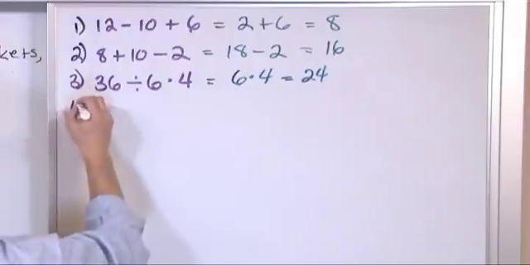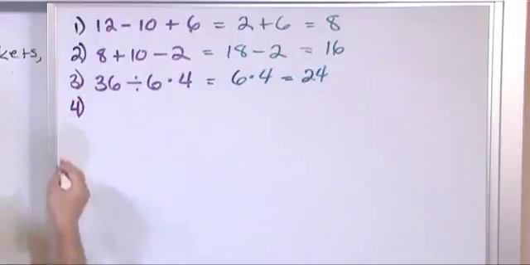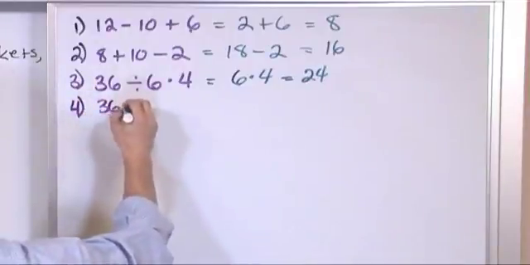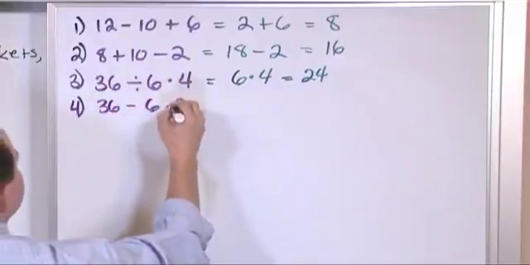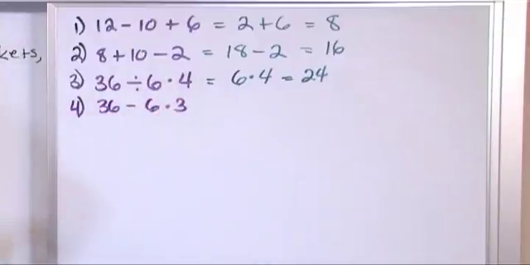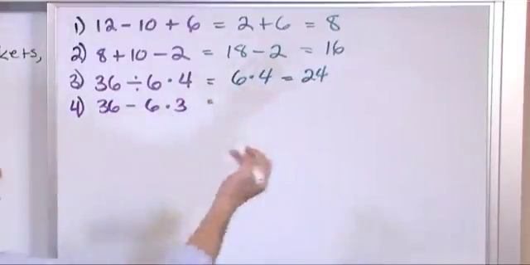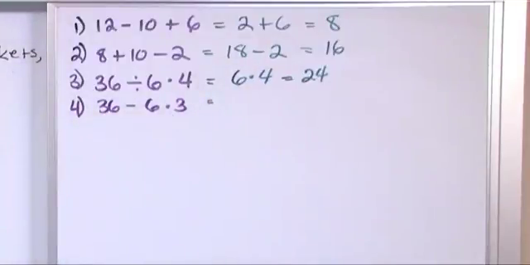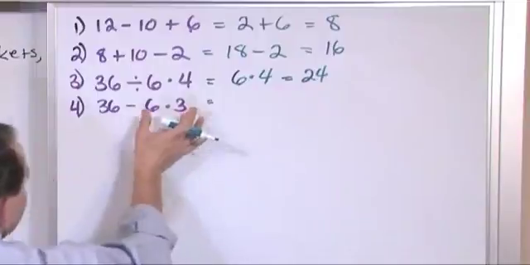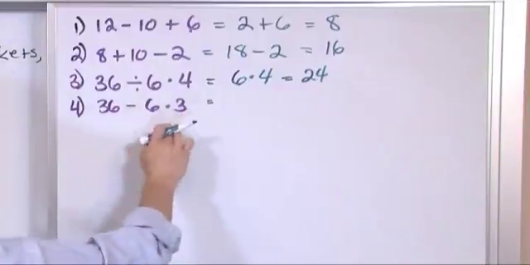Okay. Number 4. 36 minus 6 times 3. Now this was a little bit different because we have some subtraction going on and some multiplication going on. But we just go down our list. First we check for parentheses. We don't have any. Next we check for exponents. We don't have any. Next we check for multiplication. Well, we do have some multiplication. We must do that before any of the subtraction.